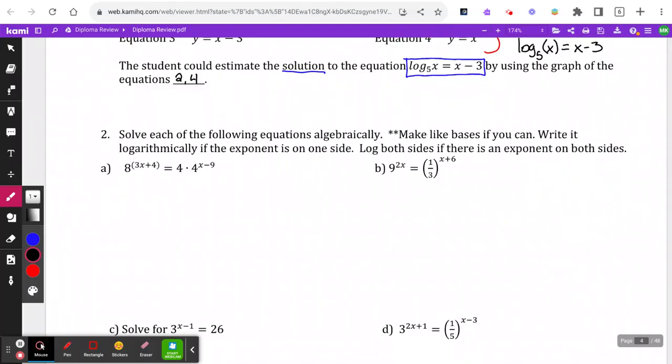Question number 2. Solve each of the following equations algebraically. Make like bases if you can. Write it logarithmically if the exponent is on one side. Oh, that's nice that it's giving you all these examples on how to do it.